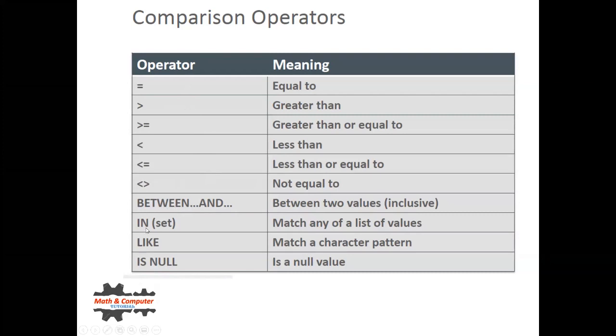For the in operator, it matches any of a list of values. So if you want to display only data that is included in the list. For the like operator, it matches a character pattern. So if you want to limit the data that will match with a character or characters to be returned. Then you have the is null, if you want to display the data with null value.